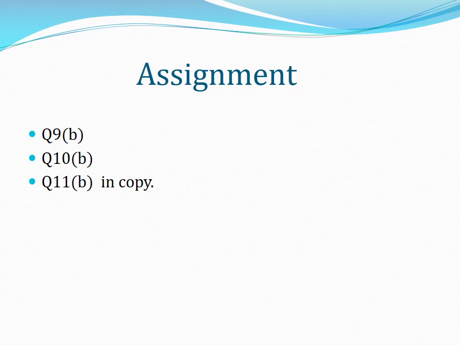Children, note down the assignment. Exercise 9B, question number 9B, question number 10B, question number 11B. Do all the sums neatly in the copy.